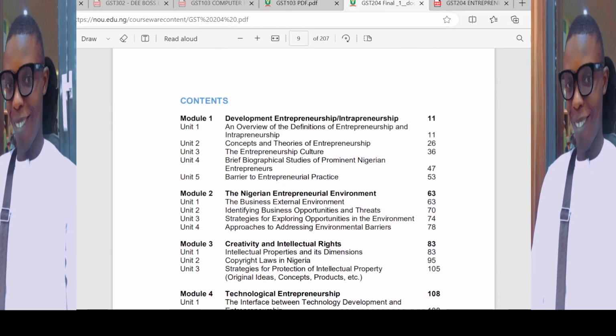In the first module, where we are going to be starting, you can see topics like an overview of definition of entrepreneurship and intrapreneurship. So there is entrepreneurship and there is intrapreneurship. The concept and theories of intrapreneurship, the entrepreneurship culture, brief biography studies of prominent Nigerian entrepreneurs, and barriers to entrepreneurial practice. So these are some of the things that you are likely going to be hearing in today's class, because our focus will be some of the topics that began the course material.